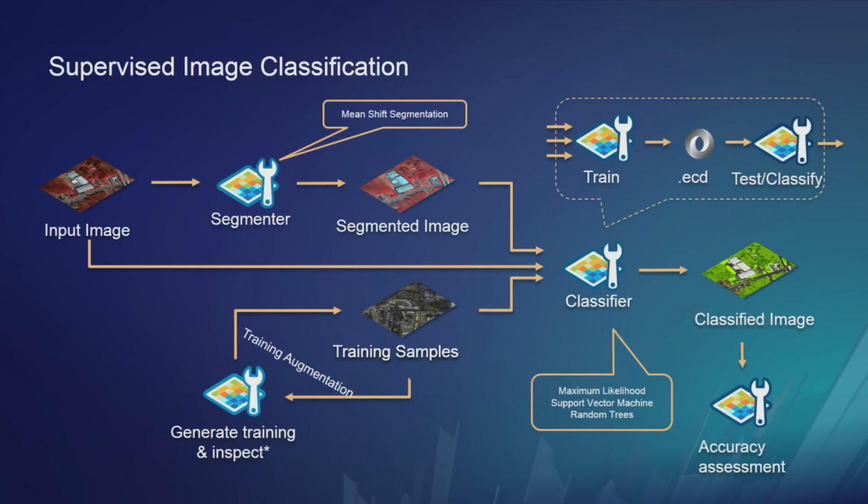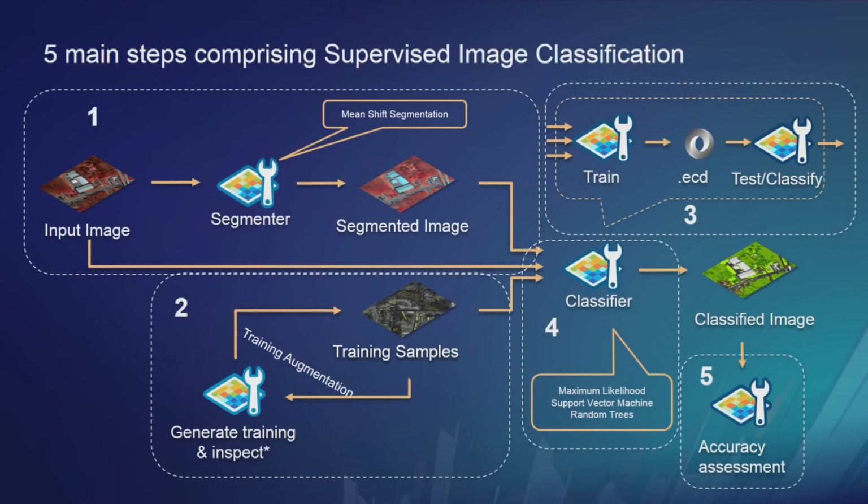So this is the classification workflow. It could be divided up into 5 functional areas, and we're going to talk about each one of these. You perform your segmentation, then your training, you train the classifier, classify the image, and then assess accuracy.